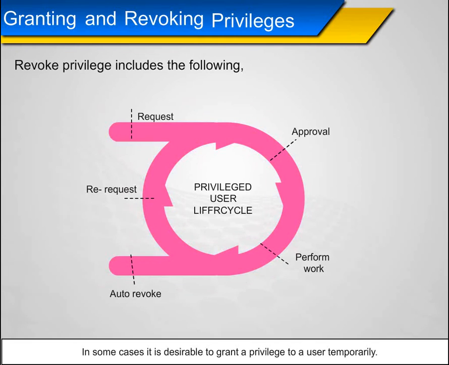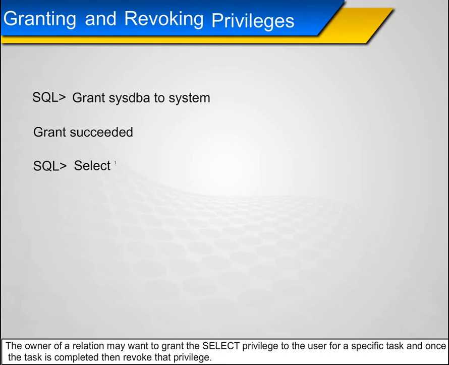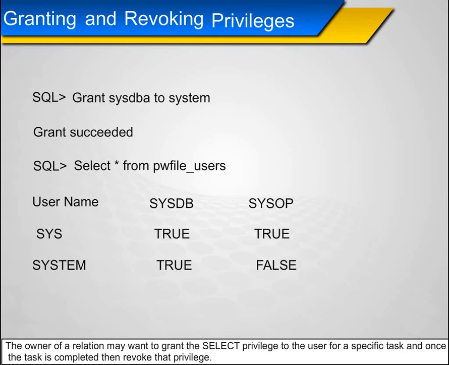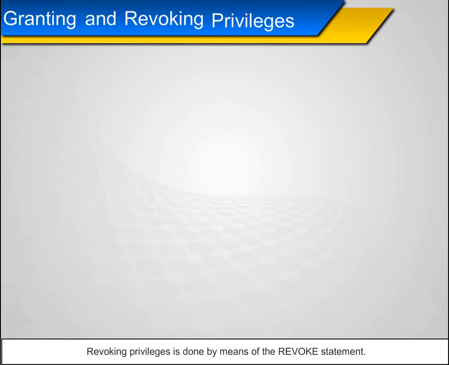In some cases, it is desirable to grant a privilege to the user temporarily. For example, the owner of a relation may want to grant the select privilege to the user for a specific task, and once the task is completed, then revoke that privilege. Hence, a process for revoking privilege is needed. In SQL, a revoke command is included for the purpose of cancelling privileges. Revoking privileges is done by means of the revoke statement.